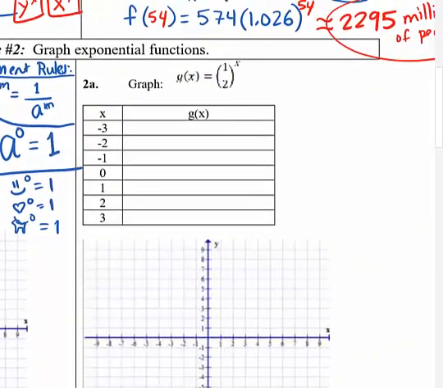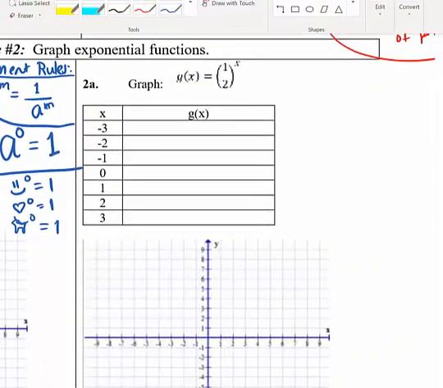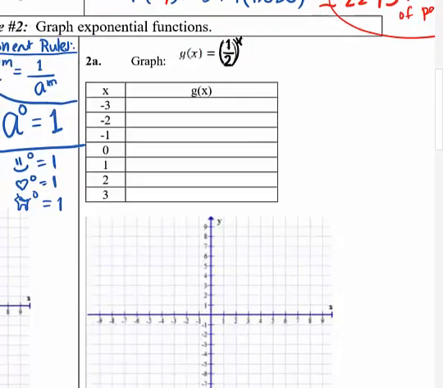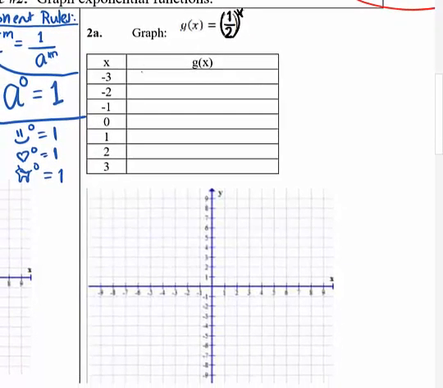Now let's try to graph something with a fraction. So this is kind of interesting. Instead of a whole number to a power, let's say it's a half to a power, a fraction. See if that changes the graph, or if it does, in what way does it change the graph? So I have the same values to plug in. I might as well plug them in.